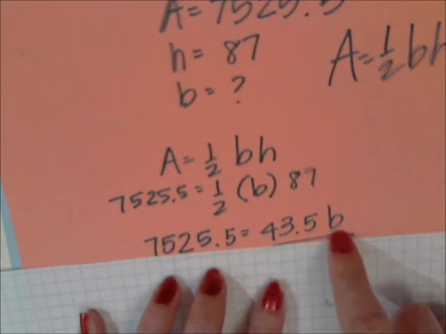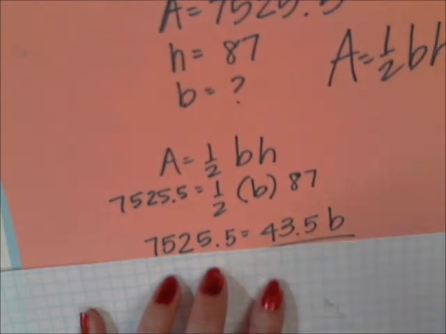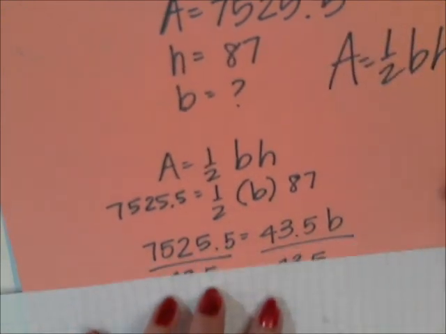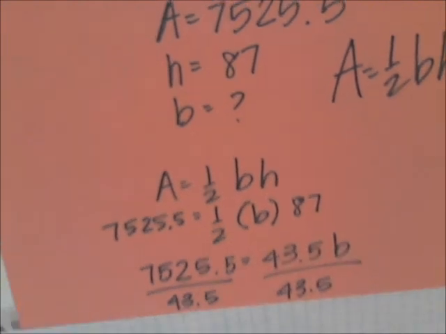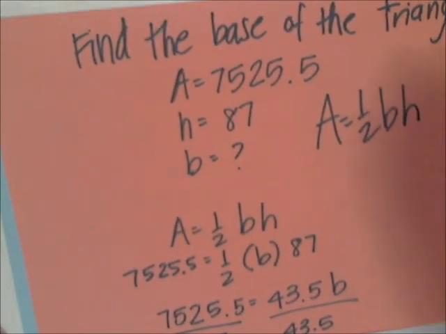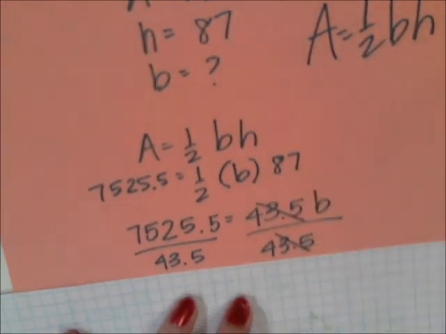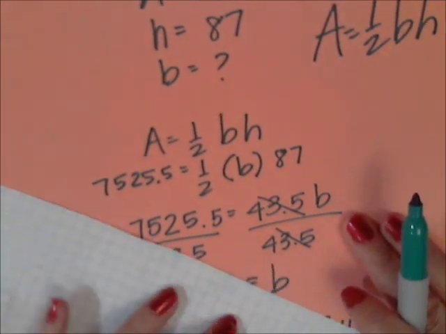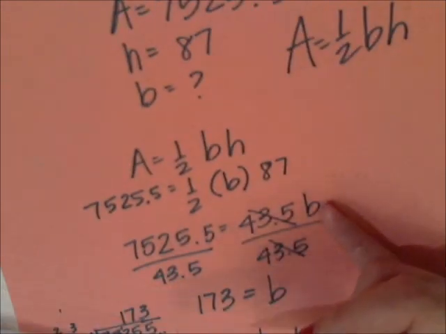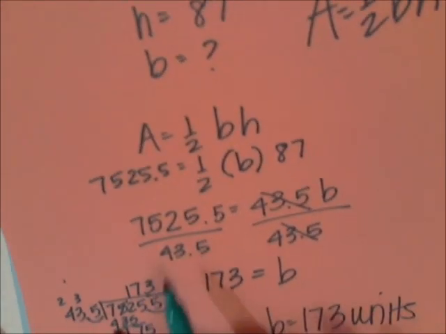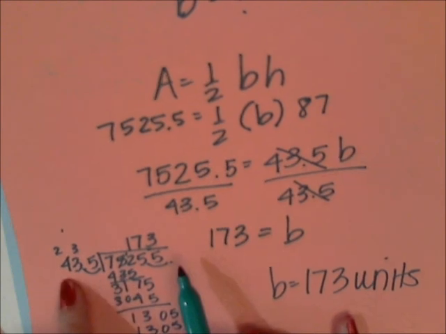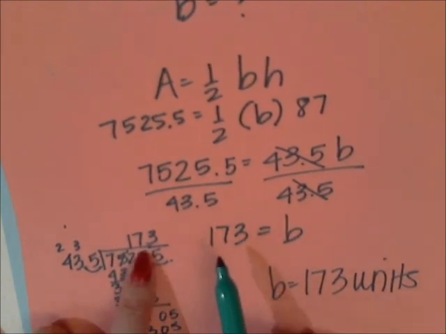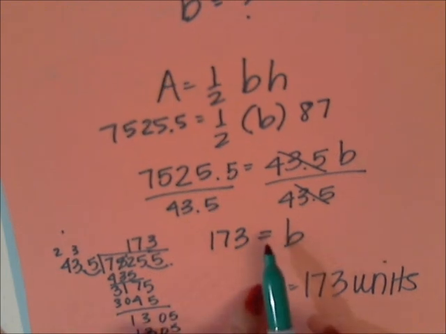But now we want to get b by itself. So what I'm going to do is I'm going to divide both of these sides by what? 43.5. So I divide this side by 43.5. Excuse me. It's the Sharpies. And then this cancels out, and I'm left with b. Okay. And then I did the long division over here, where I took 7,525.5 divided by 43.5, and I figured that out to be 173. So the base is 173 units.